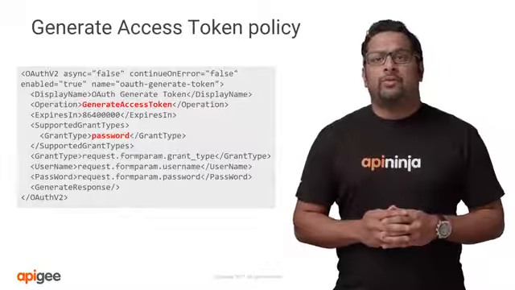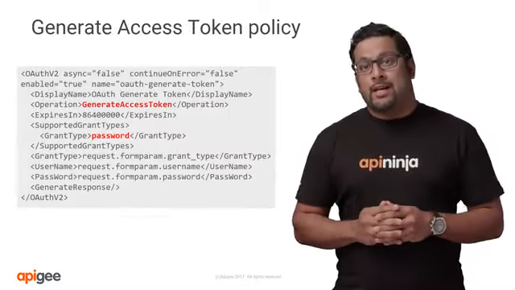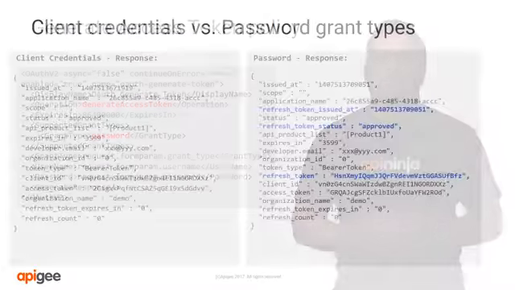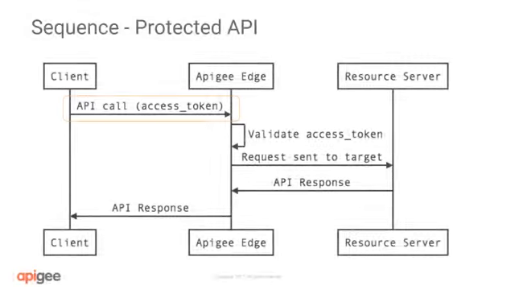This is an example of the OAuth policy that uses the generate access token operation to generate an access token for a password grant. While comparing the response between the resource owner password credentials grant and client credentials grant, we can see that the resource owner password grant response has additional attributes for refresh token along with the access token attributes.